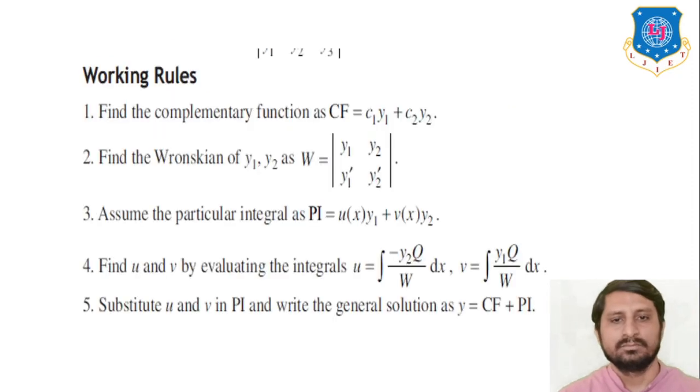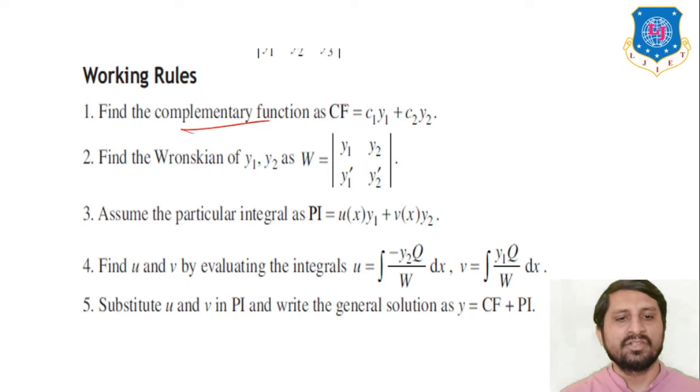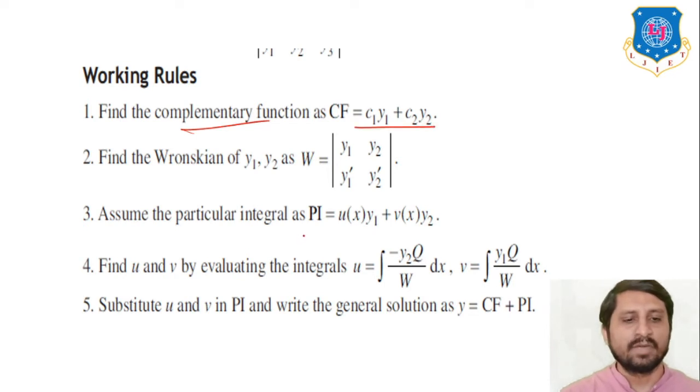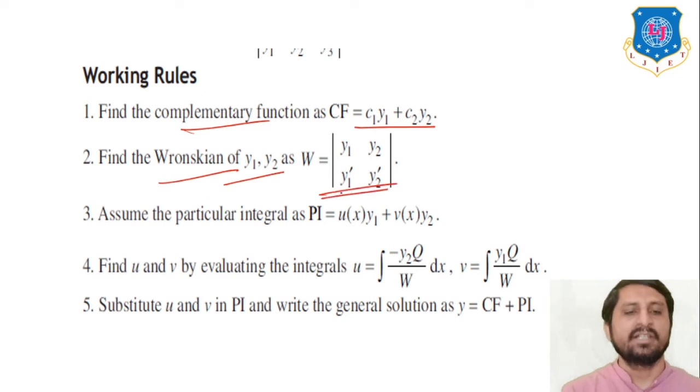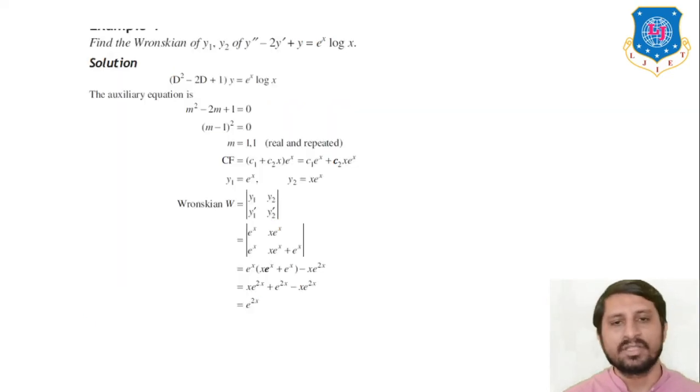Now the working rule, as I told you: find the complementary function c1 y1 plus c2 y2. First we find the Wronskian determinant, and assume the particular integral u y1 plus v y2. Find u and v by evaluating the integrals. u is equal to the integral of minus y2 q by w dx, and v is the integral of y1 q by w dx. Substitute u and v in the particular integral, and write the general solution, that is complementary function plus particular integral.